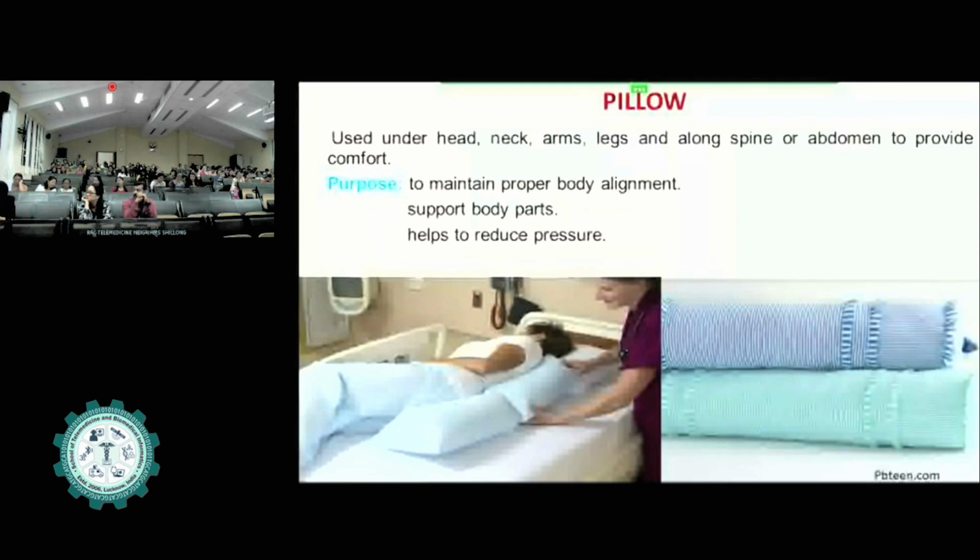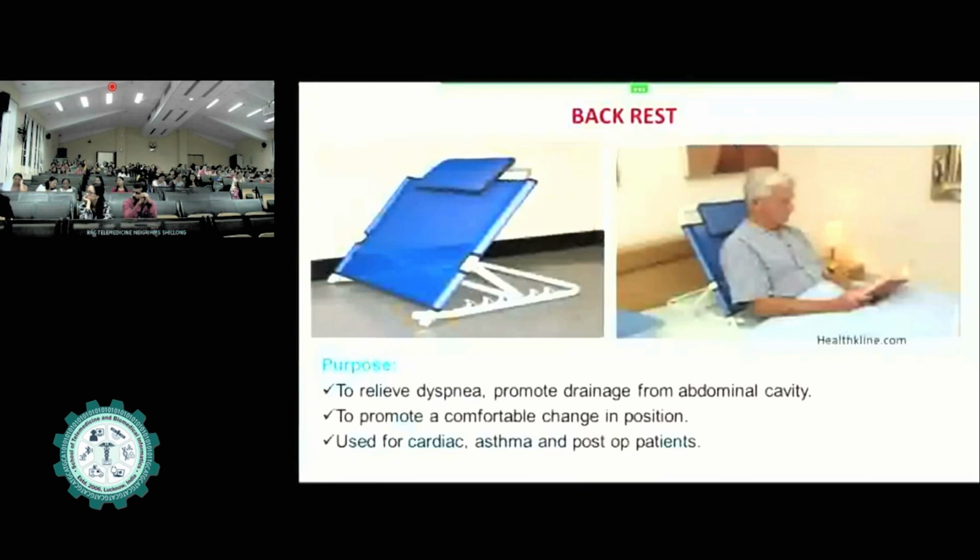So backrest is used to relieve dyspnea. It is also used to promote drainage from abdominal cavity and to promote a comfortable change in position. It is used for cardiac patients and respiratory patients, and also for post-operative patients. It can be raised at an angle, and the angle can be adjusted accordingly.